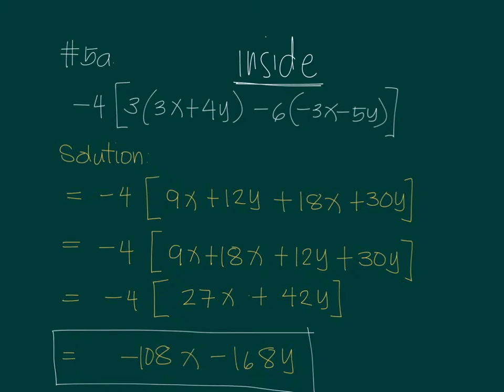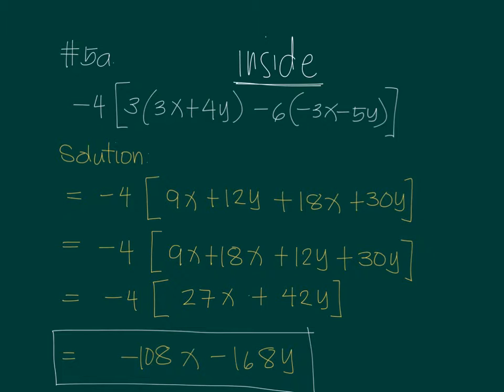So from this group, the negative 6 times negative 3x minus 5y will become positive 18x. That's minus 6 times negative 3x. Negative times negative is positive. And then negative 6 times negative 5 is positive 30y. That's how you simplify this group of expressions. Always be careful with the minus sign. Think of it as a negative so that you could easily simplify it. So negative 6 times negative 3 is positive 18. Negative 6 times negative 5 is positive 30.